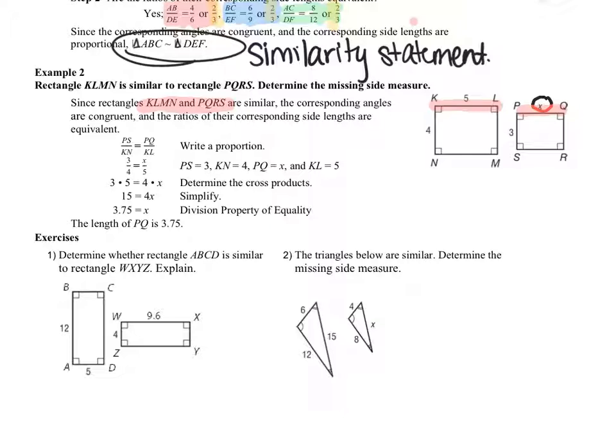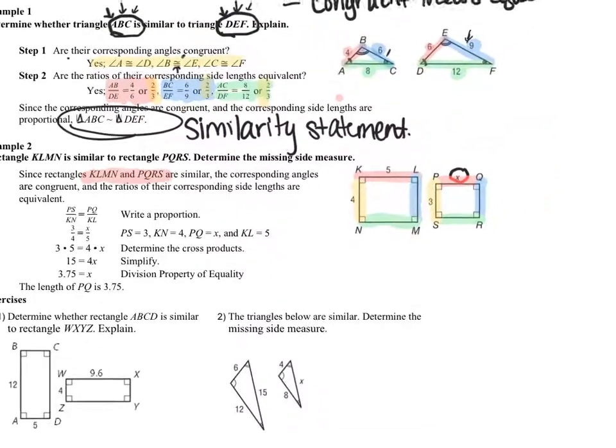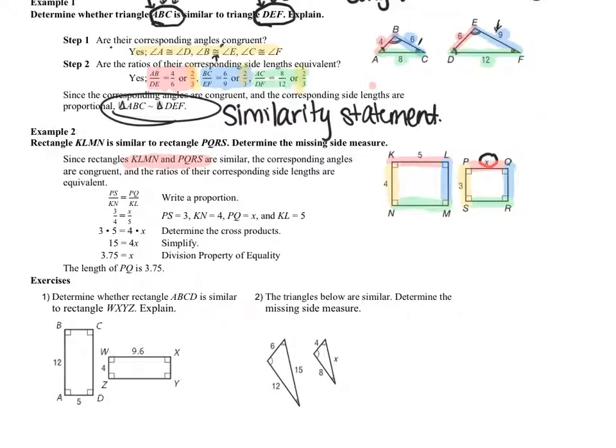We're not finding it yet. LM is the second one and QR. Okay? And then MN, RS. And then NK and SP. So based on that, we could figure some things out, right?